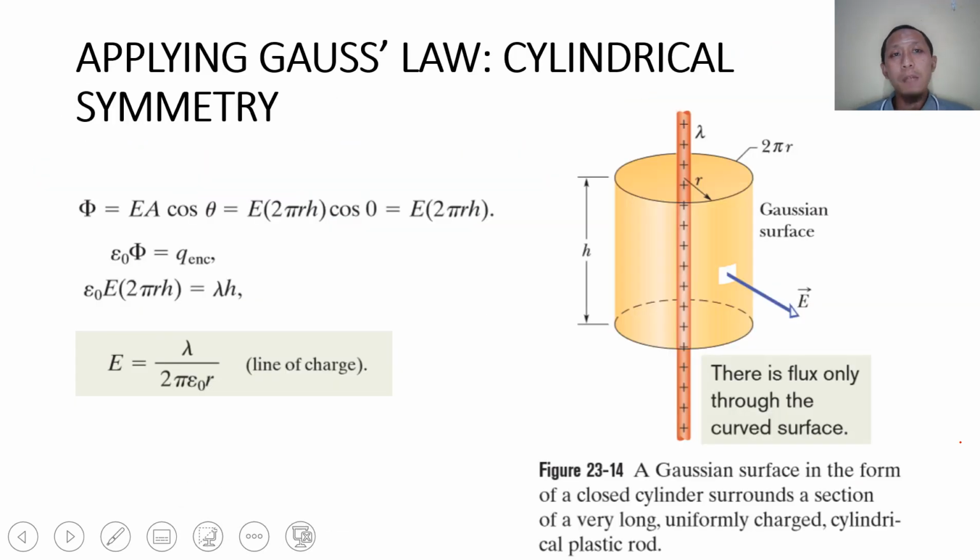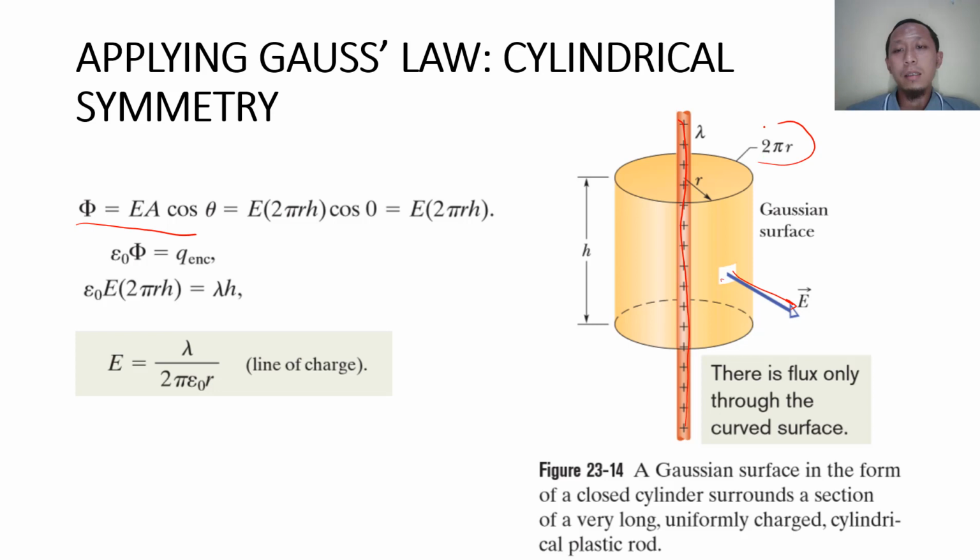And then the second, if we apply it to cylindrical symmetry like this one, we go back to this: the flux is E A cosine 0. This is the Gaussian surface, and this is the very long uniform positive charge. So the total flux is over this Gaussian surface here, and the surface is 2 pi r, where r is the distance between the center and the Gaussian surface.